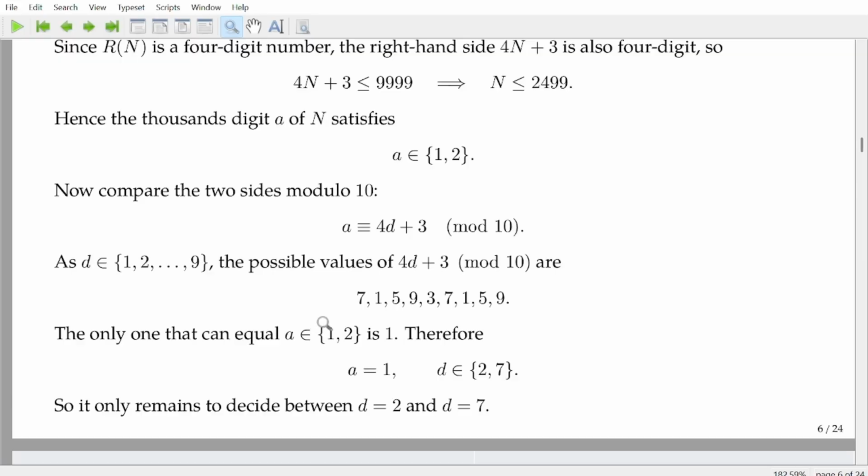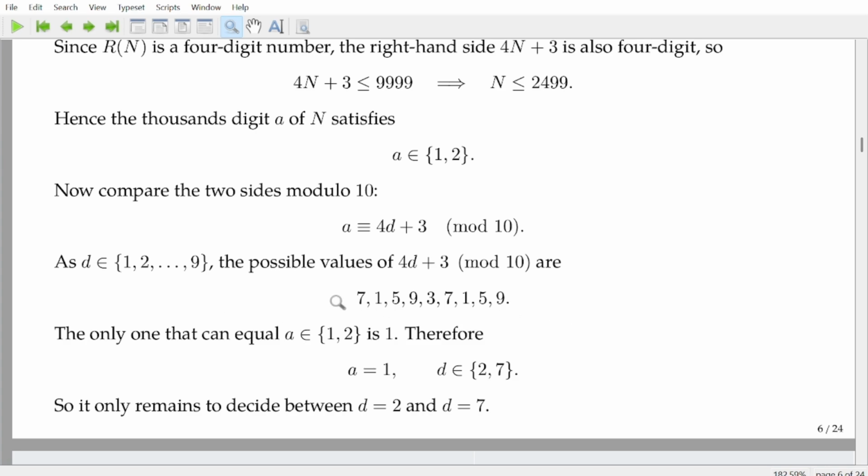And so as d is some integer between 1 and 9, we can effectively just check the values of 4d plus 3 when you divide that by 10, right? Because that's the right-hand side of this congruence here. So if d was 1, then 4d plus 3 is 7. The remainder when I divide 7 by 10 is just 7. When d is 2, 4d plus 3 is 11. The remainder when I divide that by 10 is going to be 1. And then you keep computing those, and you get this sort of string of remainders here, okay?